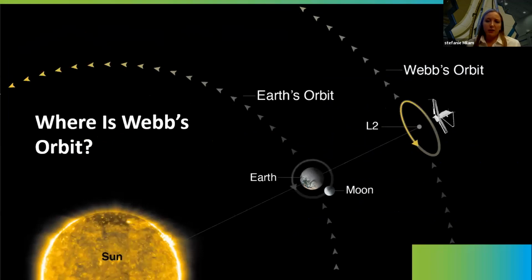As I mentioned, Webb's going to be 1 million miles away from Earth. It's going to be in orbit around the second Lagrange point. This means that JWST is always on the anti-sunward side of Earth, but we always have access to the sun for our solar array, for power, and we always have access to the Earth for communications. We're never in the Earth and Moon shadow, so we don't have to worry about any access to the sun.